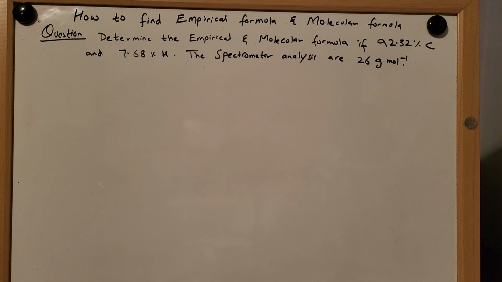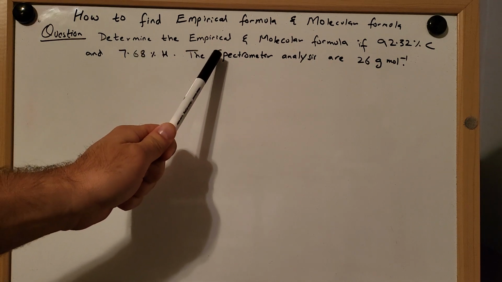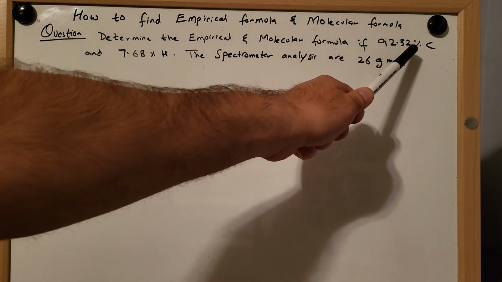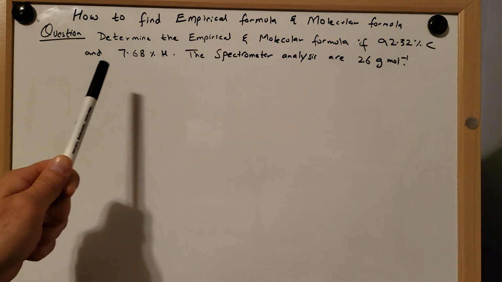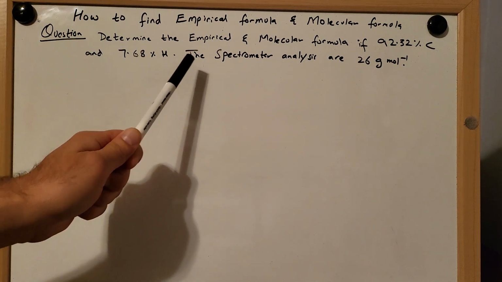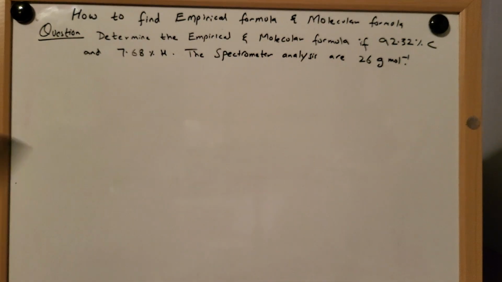So in this question, the question is: determine the empirical formula and molecular formula if 92.32% carbon and 7.68% hydrogen. And the spectrometer analysis is 26 gram per mole. So there are two things.